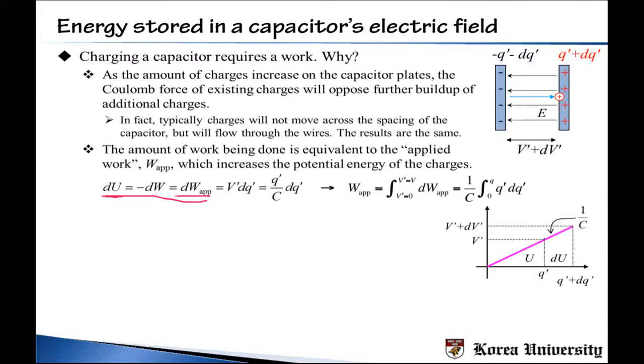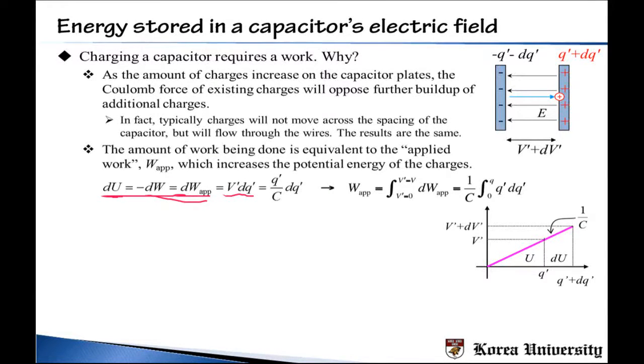But in fact, the potential energy change is equal to the positive of the applied work outside, which means that, think about that you try to lift something up. Then the change of the potential energy of this object when it's going up is equal to the amount of work you have to apply. That is how it is. And now this change in potential energy can be calculated by multiplying the potential V prime by the change in the charge dQ prime.